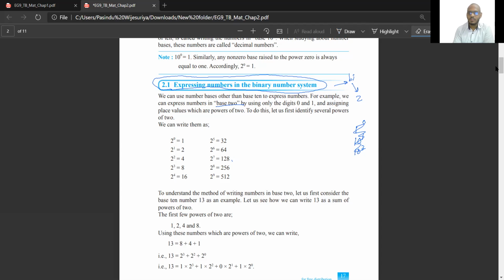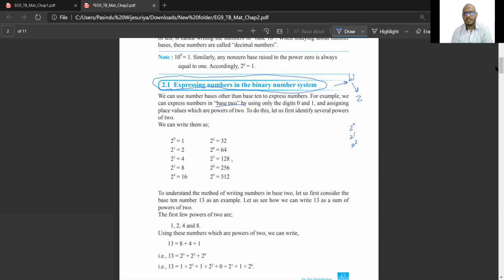Now everything goes in powers of 2, because 2 is going to be the unit system. So 2 to the power 0, 2 to the power 1, 2 to the power 2. Just as I said, 2 to the power 0 is 1. Anything to the power 0 is always 1. 2 to the power 1 is 2, 2 to the power 2 is 4, 2 to the power 3 is 8, 2 to the power 4 is 16. So this is how the powers of number 2 go.